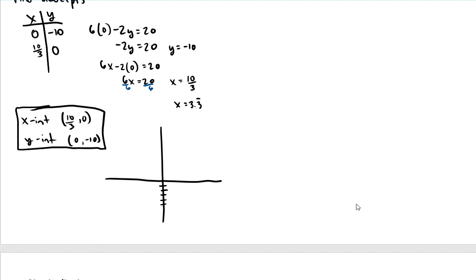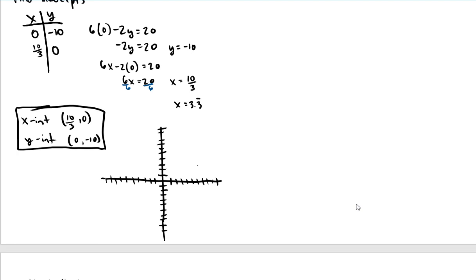So we've got 1, 2, 3, 4, 5, 6, 7, 8, 9, 10 in each direction. Okay, so something like this.